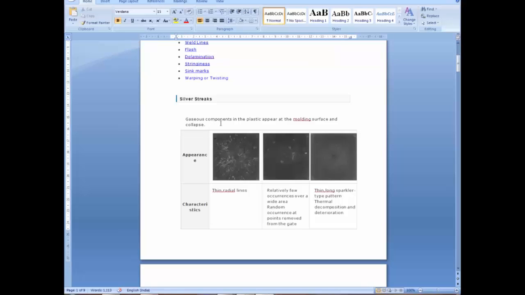Gaseous components in the plastic appear at the molding surface and collapse. Thin radial lines: sometimes you will see very fine thin radial lines in a plastic part. That means there was some gas, maybe oxygen, inside the cavity of the mold, and then suddenly it burst out. So it shows in the form of white lines, like this.